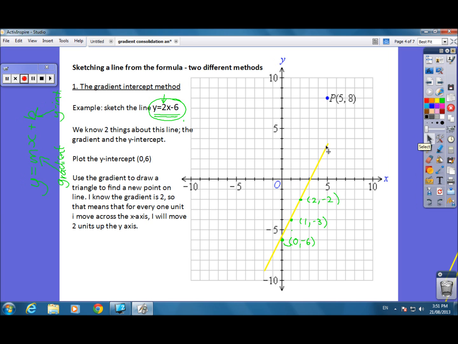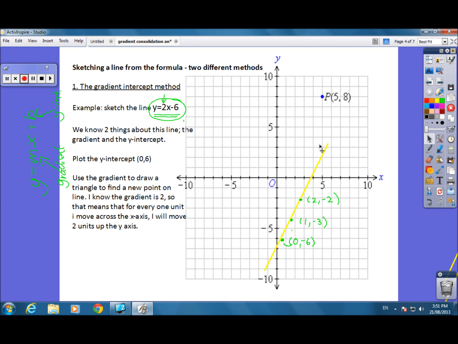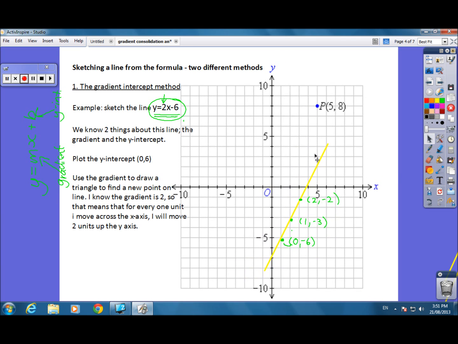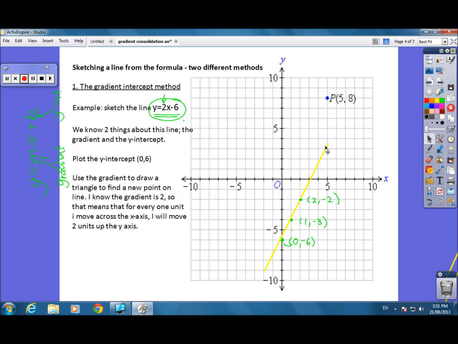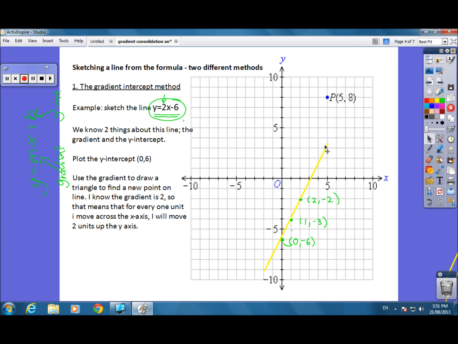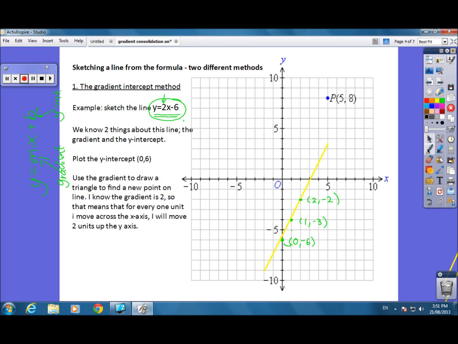And usually I draw, now I've messed it up. Usually I draw arrowheads at the end of the line to show that they keep going on forever and ever. And next to it I write the rule y equals 2x minus 6.